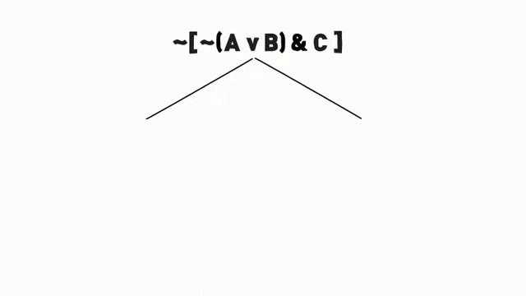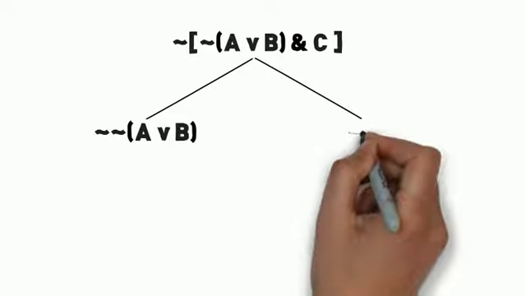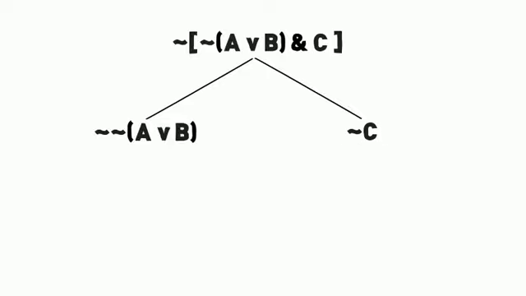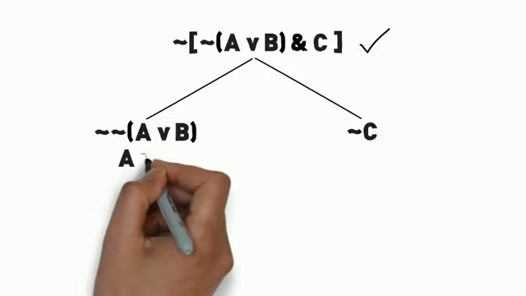This means the tree must branch. On the left branch, you'll put the negation of the left conjunct, not (A or B). On the right branch, you'll put the negation of the right conjunct, not C. And since we're now done with the original statement, place a check mark next to it. The tree still contains a compound statement without a check mark, so it hasn't terminated yet. The remaining compound statement, not (A or B), begins with a double negation. A double negated statement is true if the statement itself is true, so simply write A or B on the next line, and check the double negation.